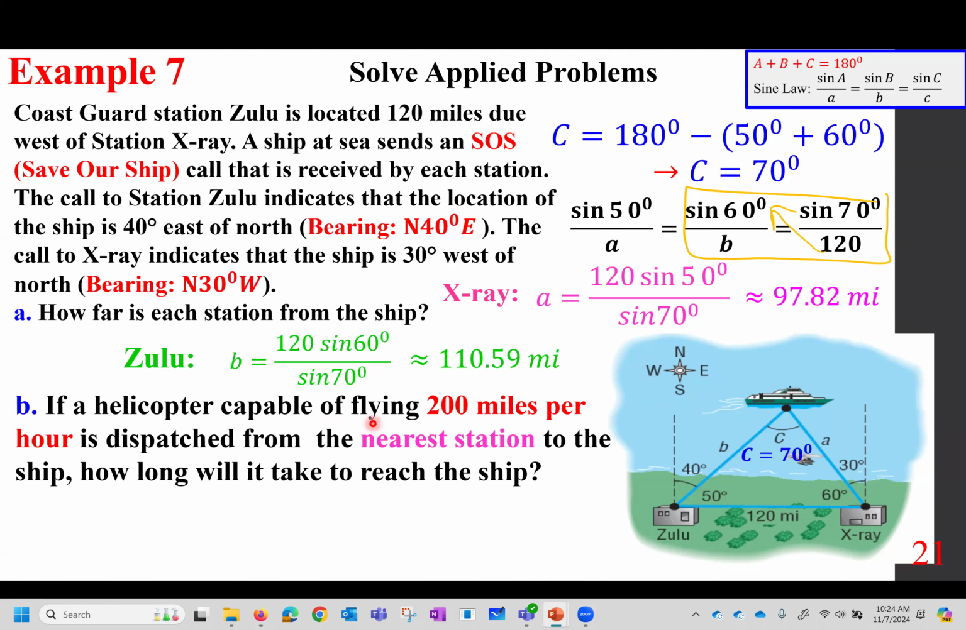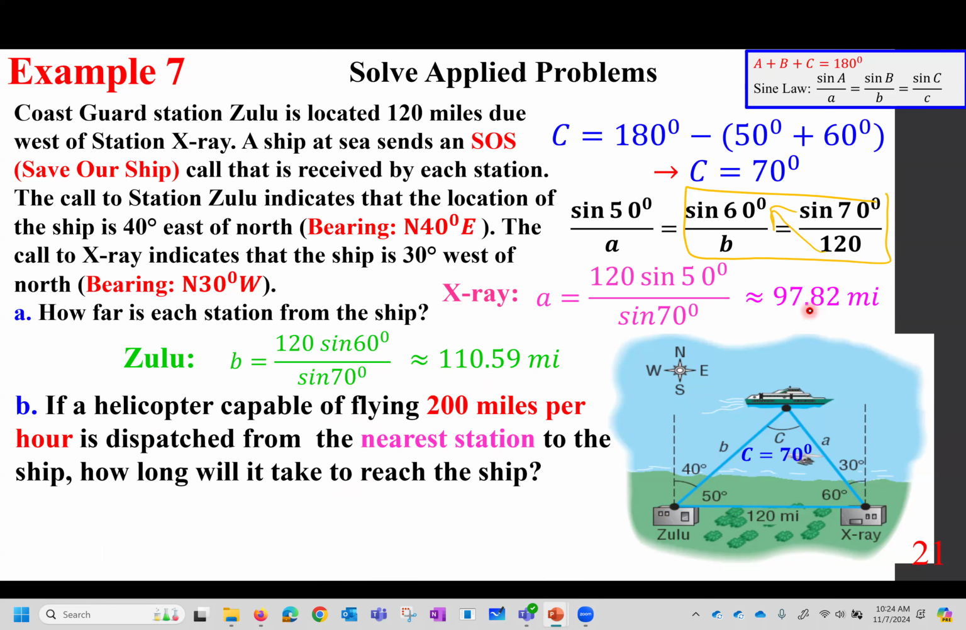If a helicopter capable of flying 200 miles per hour is dispatched from the nearest station to the ship, how long will it take to reach the ship? Obviously, we can go from here or here, and we showed that this is a shorter distance, so that means definitely we go from here.